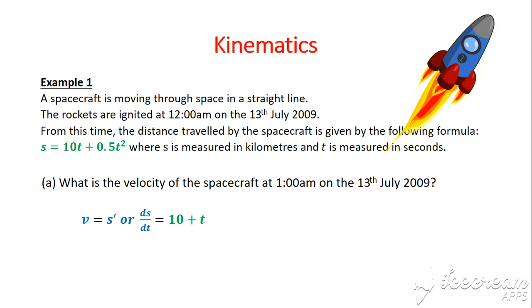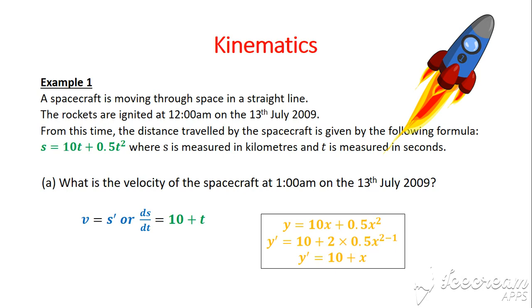Right, so let's differentiate it. The 10t differentiates to 10, and for the 0.5t squared, the 2 comes out the front and is multiplied by the 0.5 to get 1t to the power of 1, which is just t. Now that was a little bit, whoa, I just got lost there.